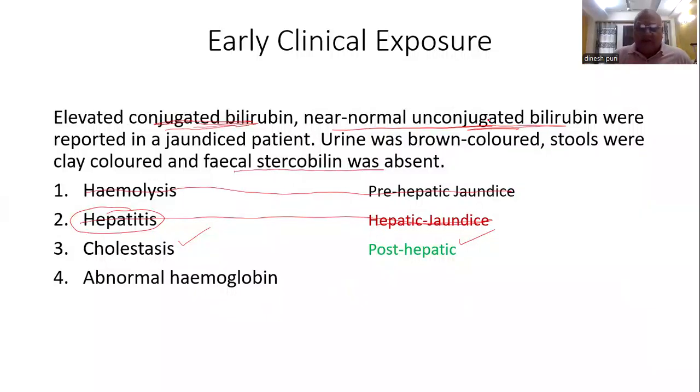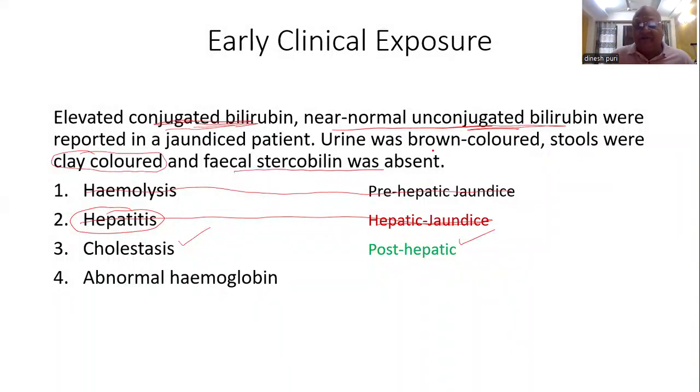So stercobilin is absent, hence the feces are clay colored. The feces do not have the characteristic brownish tinge. It is clay colored because of absence of stercobilin.